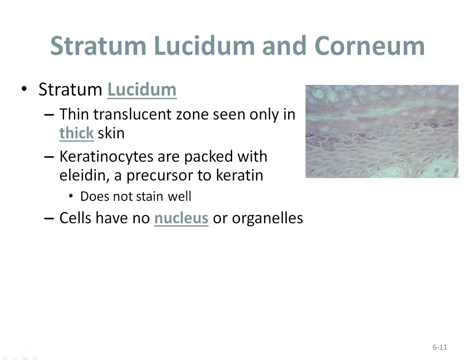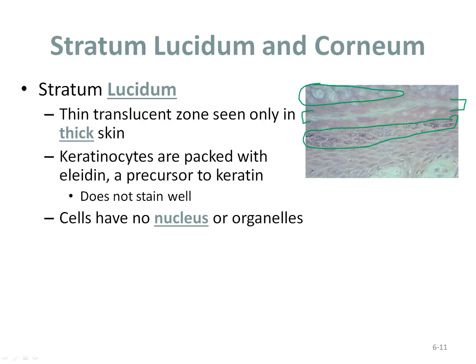So the stratum lucidum is a thin translucent zone seen only in thick skin. And you can see that zone right here, that clear zone between the stratum granulosum, where we have those darker staining vesicles, and the stratum corneum above that. So we only see the stratum lucidum in thick skin on the palms and the soles of the feet.